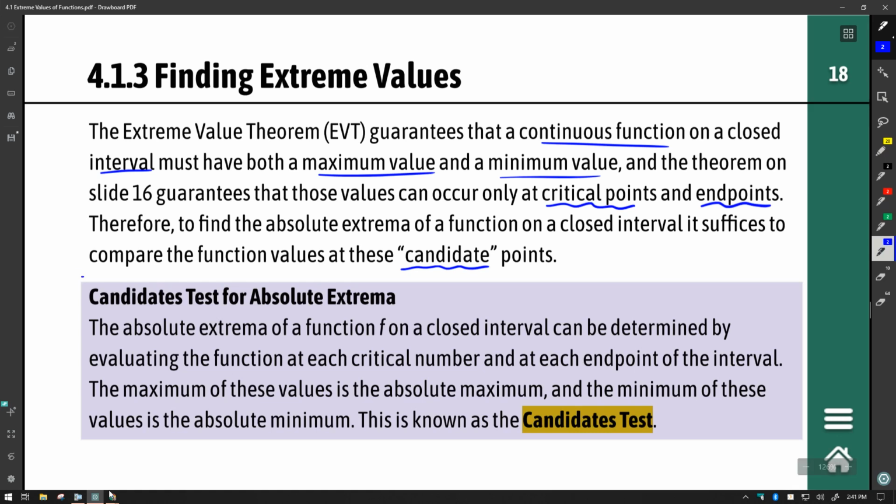And therefore, we have something called the candidate's test. The absolute extrema of a function f on a closed interval can be determined by evaluating the function at each critical number. So we want to evaluate the function at each critical number and at each endpoint of the interval. The maximum of those values is the absolute maximum, and the minimum of those values is the absolute minimum. This is the candidate's test.